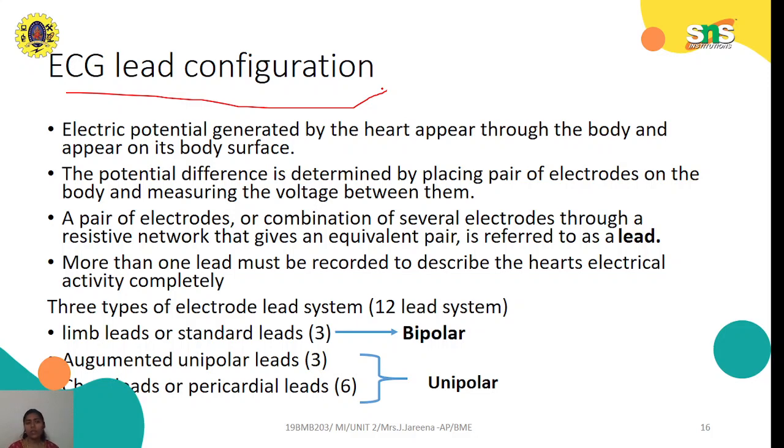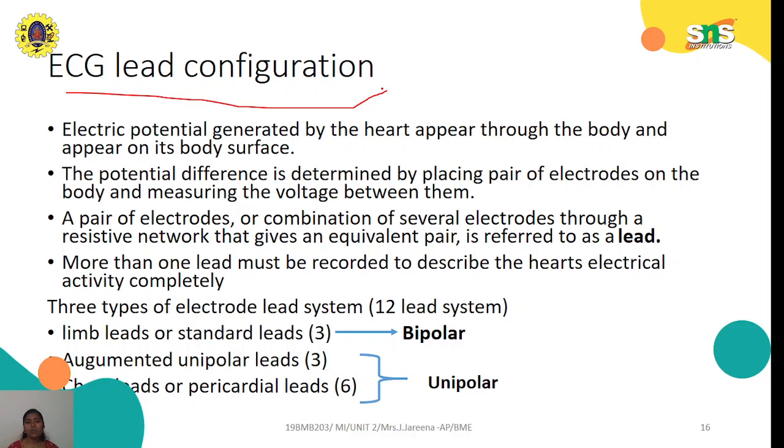As we know, the action potential generated by the heart appears through the body and on the body surface too. So how are we going to pick up this electric potential? That is a very big question. These electrical potentials can be easily captured just by placing a pair of electrodes on the body. This pair of electrodes measures the potential difference that exists between the two electrodes. By doing so, we get a measurement of the voltage present between these electrodes. That voltage is nothing but the action potential of the heart.